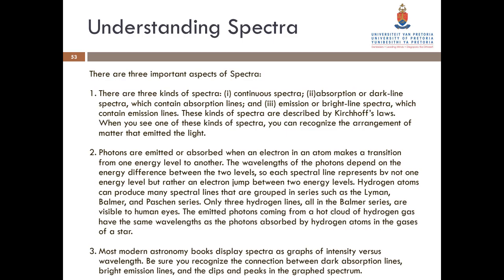Most modern astronomy books display spectra as graphs of intensity versus wavelength. Be sure you recognize the connection between dark absorption lines, bright emission lines, and dips and peaks in the graphed spectrum.